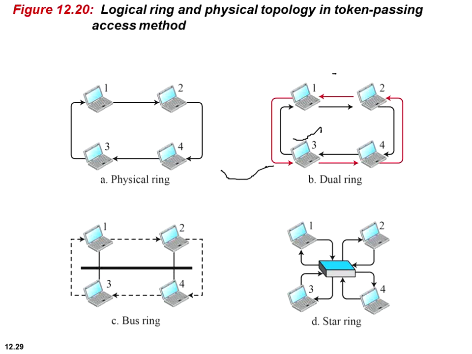Now in the last one we have a star ring. In a star ring topology, the physical topology is a star. We have a hub in between that acts as a connector. The wiring inside the hub makes the ring. The stations are connected to this ring through two wire connections. This topology makes the network less prone to failure because if a link goes down, it will be bypassed by the hub and the rest of the stations can operate.